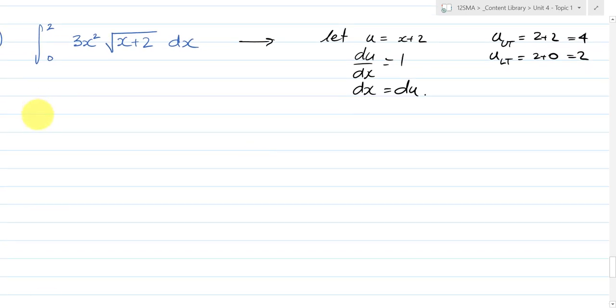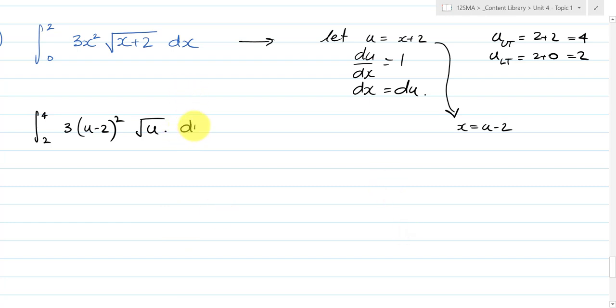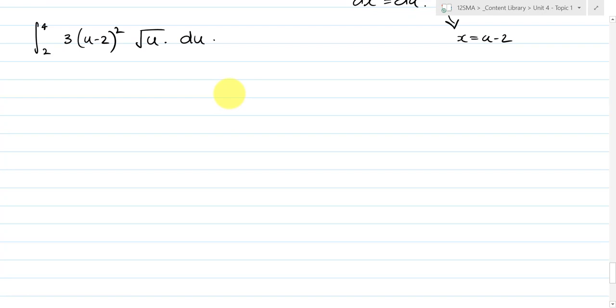And so we now get the integral between 4 and 2 of 3x squared, sorry, my apologies, we swap out the x, let's put the square root of u here, and let's recognize that if u equals x plus 2, then x equals u minus 2. So 3 times (u minus 2) squared, that's better, and dx can be swapped directly for du, so we get du there, and I've swapped the terminals. So I'm going to work out my definite integration and never have to look at that pesky x again.